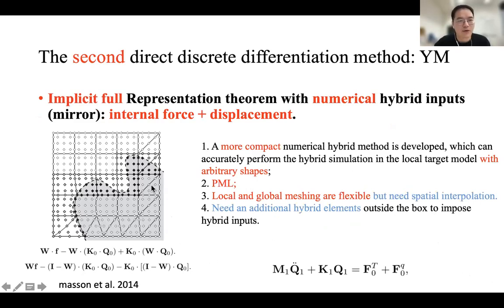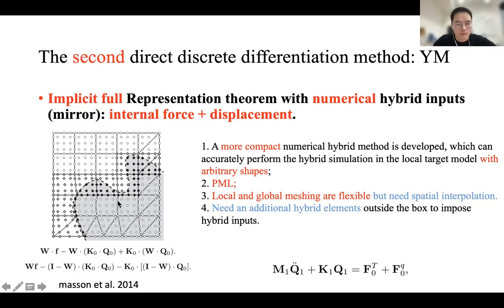They have something the same as the BIAC method, but he tried to have a much more compact way. That means he can do the hybrid simulation with any boundary for the box, but with the information outside the elements here, here, here, here. That means we only need the element's information which is crossed by the boundary of the box. Here, the green one is the box. And this is a more compact numerical hybrid method, which can accurately perform the hybrid simulation in a local target model with any shapes. And of course, because it's a full way, PML can be used.